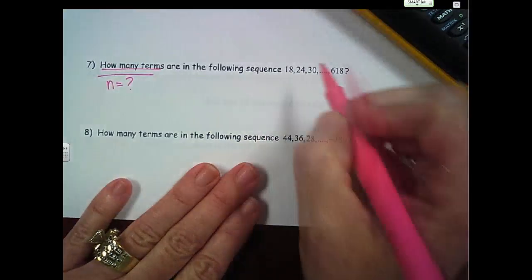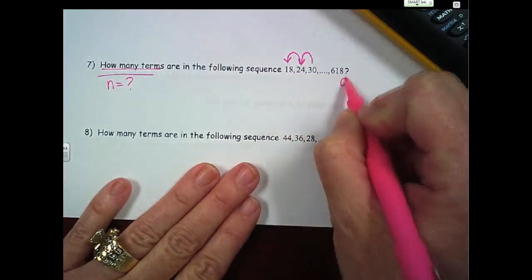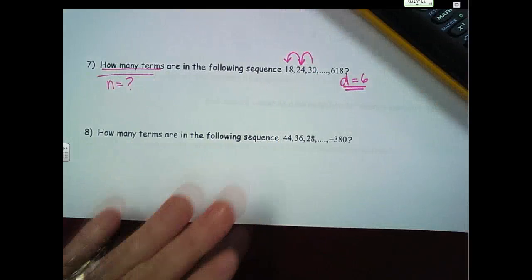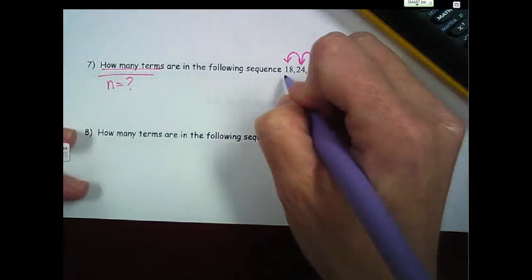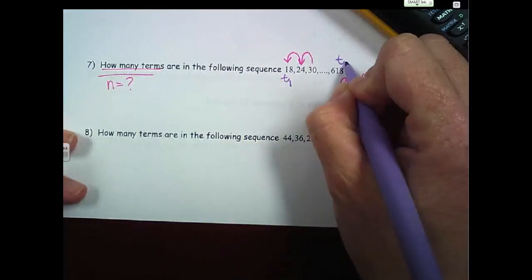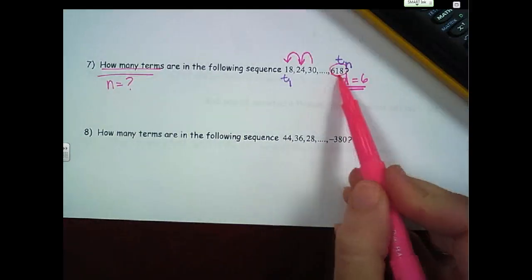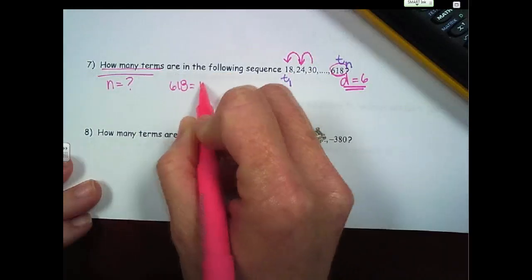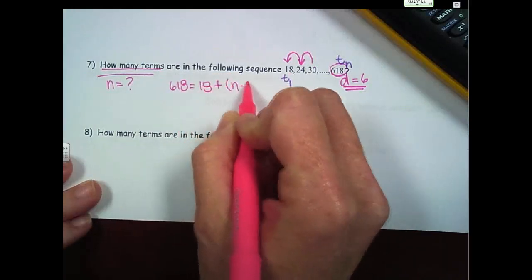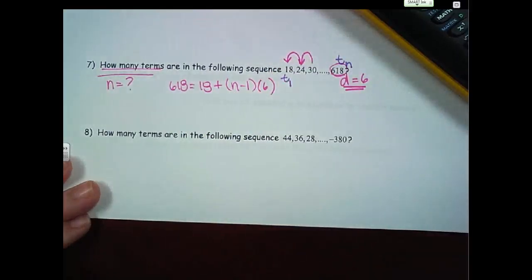Well, if you look at it, 24 minus 18 is 6, and 30 minus 24 is 6. So there is a common difference of 6. So we know that it's arithmetic. So we're going to use the arithmetic formula, right? In doing so, this is the first term, this is your nth term, your last term. And I want to know what term number 618 is. So the formula says start with 618 equals 18 plus n minus 1, because we don't know n, times my common difference of 6. Now I'm just solving for n.